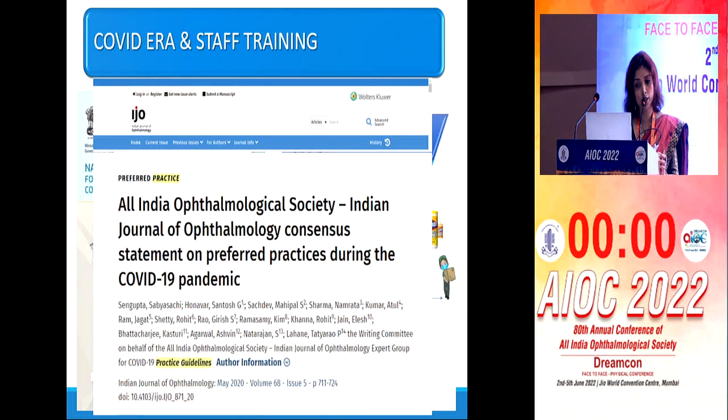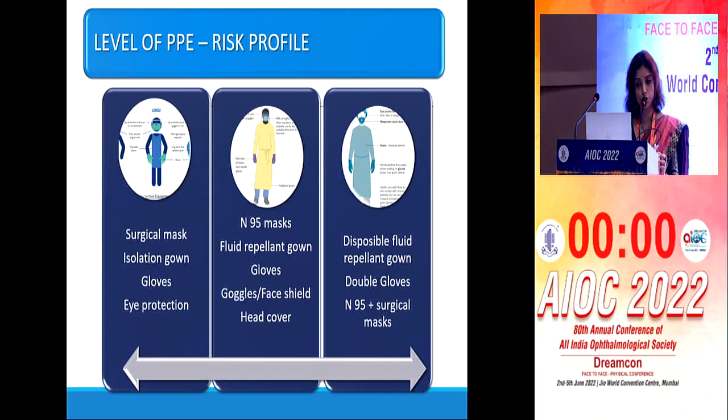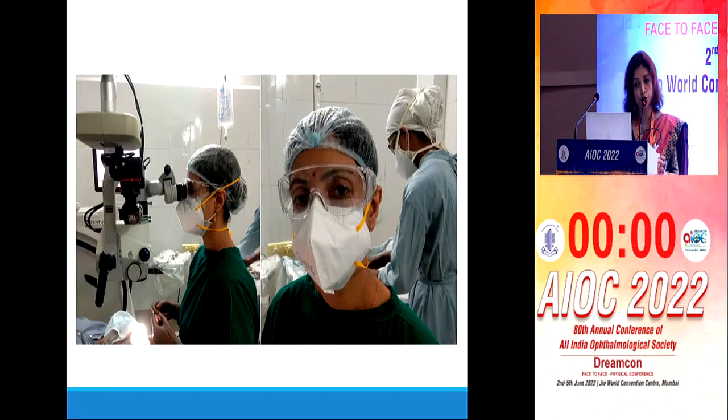This is a good read in the AIOS preferred practice protocol, which was published. If you wish, you can have a look at that. The level of PPE, I would say, what we are using now is double mask. I have a photograph. The first one is a 3-ply mask, and the second is an N95. I want to emphasize that I'm sticking the upper end with a Medport tape. And this is an extra thing that we have started using after COVID: goggles.